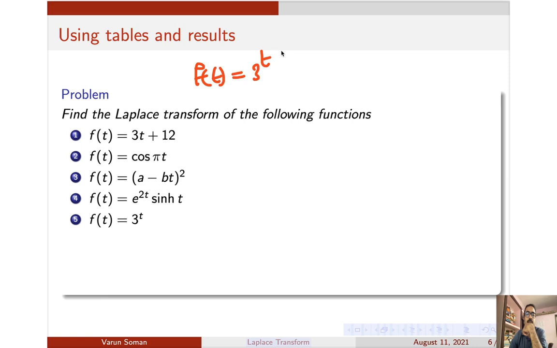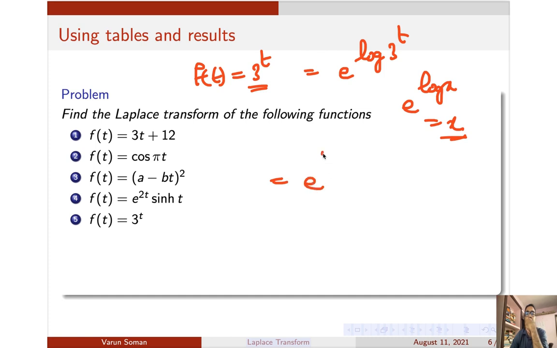Can I write 3 raised to t in terms of e? Just think about that. Yes. How will you do it? I can write this as e raised to log 3 raised to t, because you know that the value of e raised to log x is simply x. So 3 raised to t is simply e raised to log 3 raised to t, right? So this is actually e raised to t log 3.